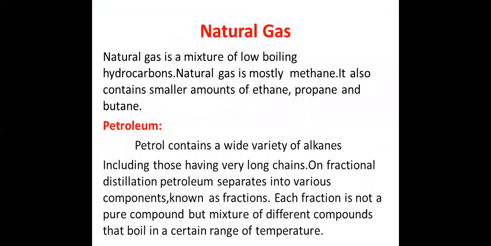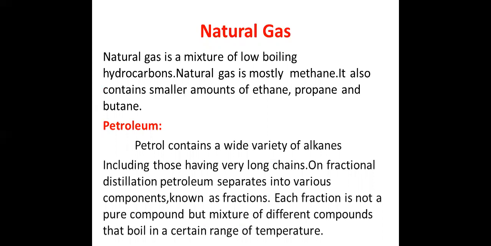Natural gas. The second source of organic compounds is of plant origin, that is, dead animals and plants. They are buried under the soil, and after millions of years, due to high temperature and pressure under the earth, those dead remains of animals and plants are converted into coal, petroleum, and natural gas.